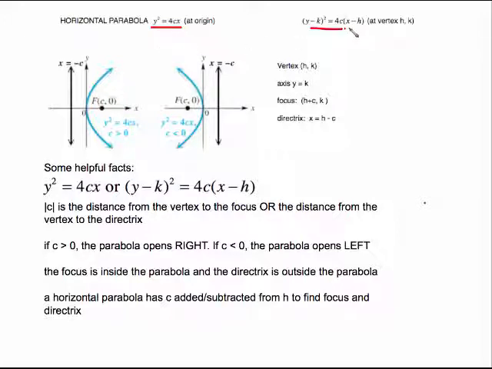The formula for the horizontal parabola with vertex (h, k) is (y minus k) quantity squared equals 4c times the quantity (x minus h). That looks very similar to the vertical parabola, but it is the y quantity being squared. So it's going to look something like y squared equals 4cx, or (y minus k) squared equals 4c(x minus h). At any rate, it's the y squared that tells you it is a horizontal parabola.